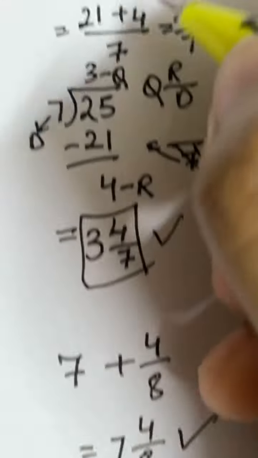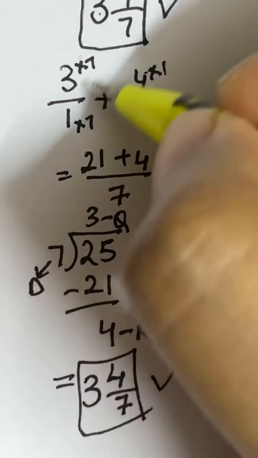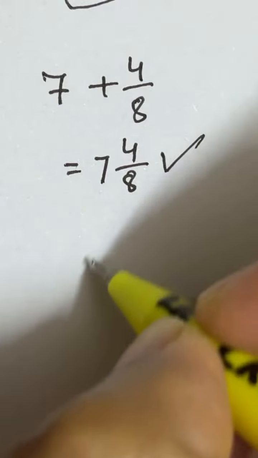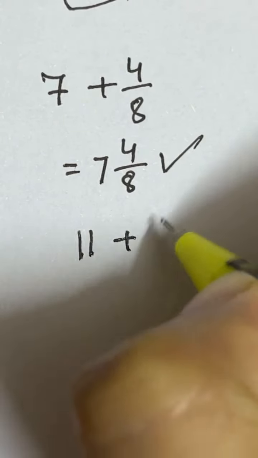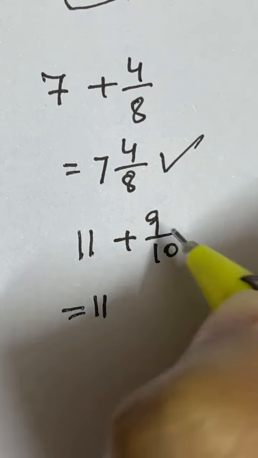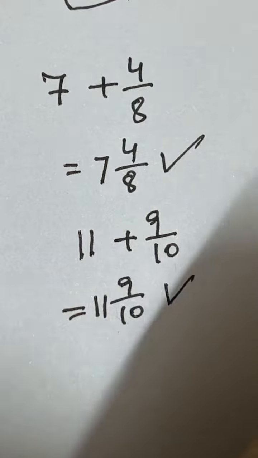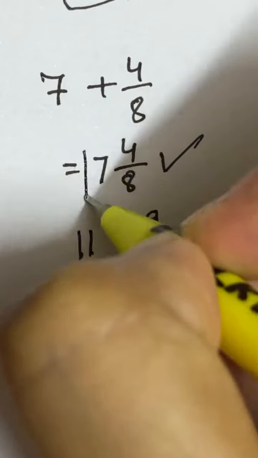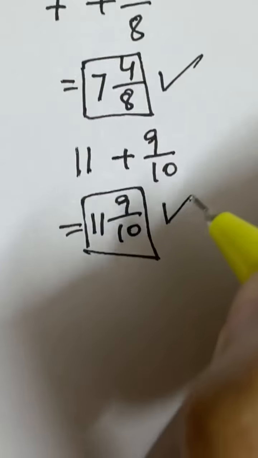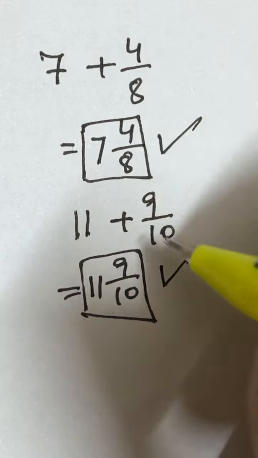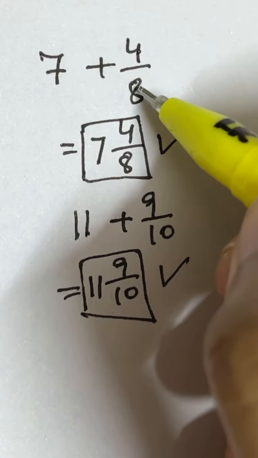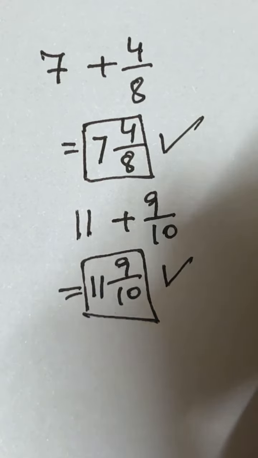You don't have to do long divisions. You don't have to take LCDs, nothing. You are there with the answer. Okay, let's see another example. If you have 11 plus 9 over 10, the answer is 11, and you just write down the fraction and you're done. That's your answer. So here it was 7 and 4/8, and here it's 11 and 9/10. This is only possible when your fraction is a proper fraction, meaning your numerator should be smaller than the denominator.